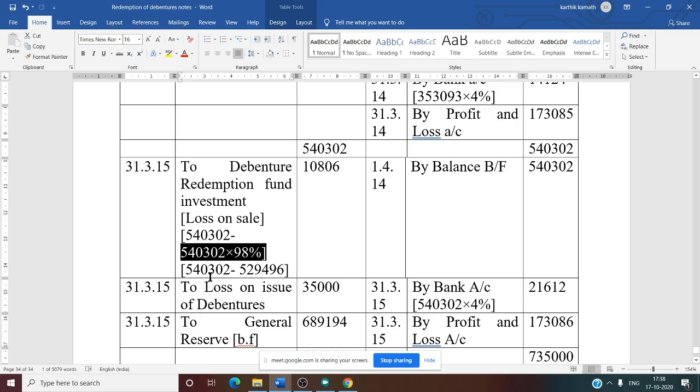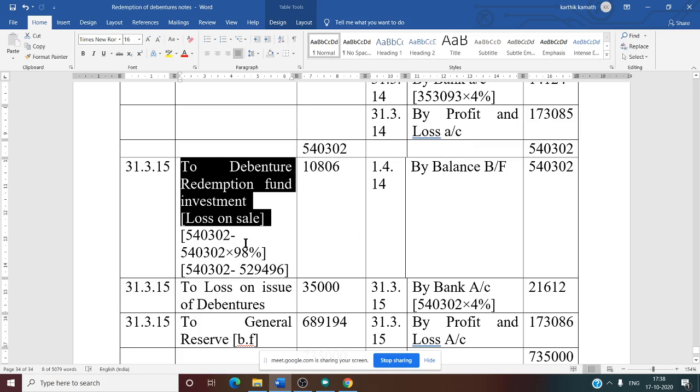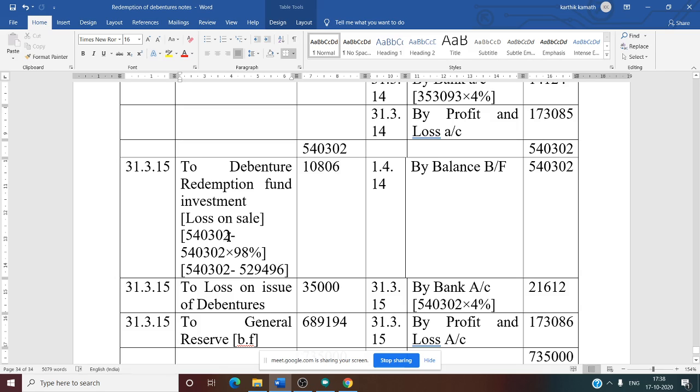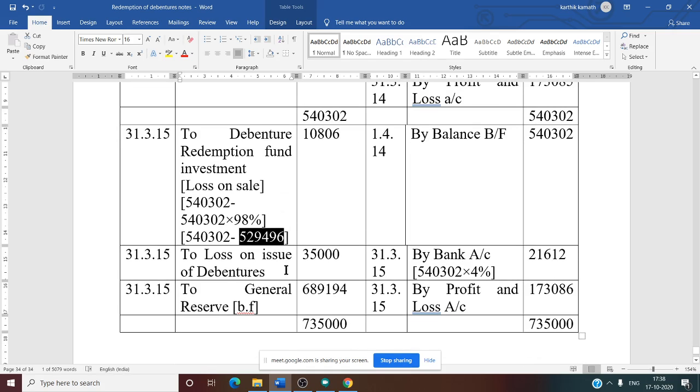So what is the difference amount? You will get the difference amount, that is our loss. 5,40,302 minus 5,29,496. Difference amount is 10,806. This is a loss. Loss on sale. So in this question, what is the actual amount? Actual amount is 5,43,002. What is the sale amount? Sale amount is 5,29,496. Okay. Now this is very clear.